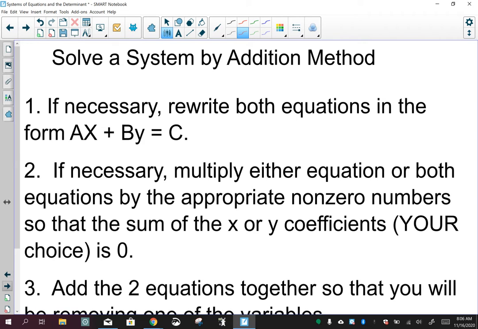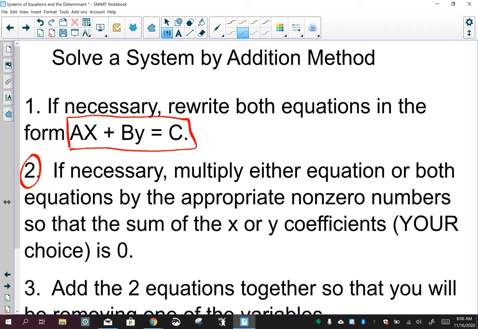So with the addition method, instead of solving for one of the variables, you want it into this format right here. And then this step number 2, this one may or may not be required because it just depends on how it's already set up. That's going to be the key here, is how is this already set up? What you're going to do is manipulate because you're going to pick a variable, either x or y, and then cancel out either x or y. It's going to be your choice on that one.